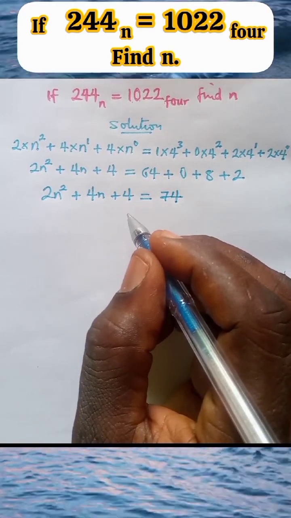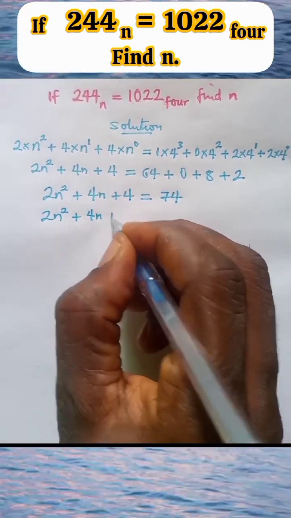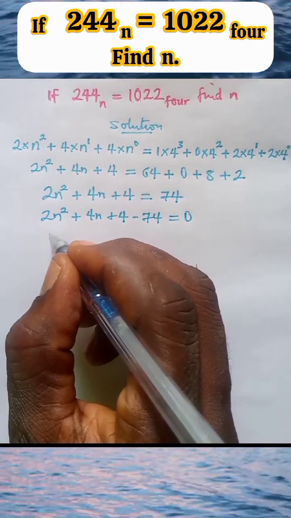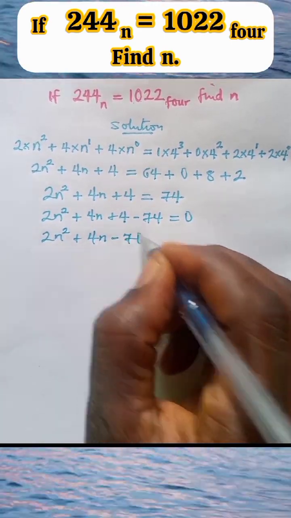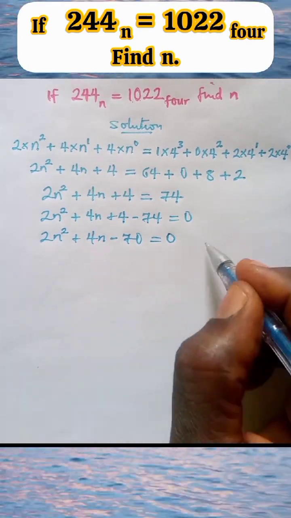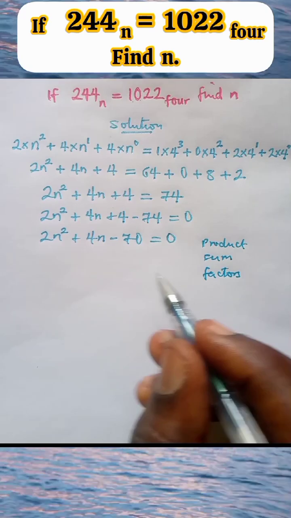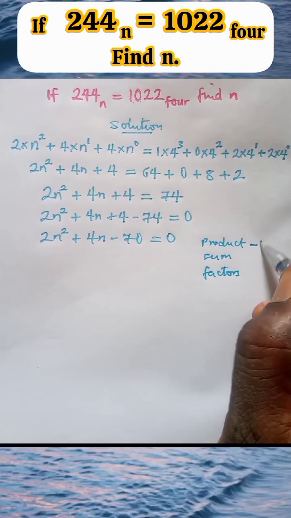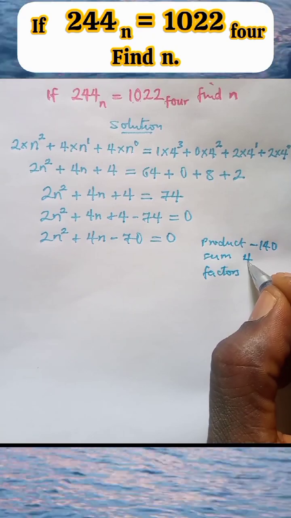We already have a quadratic equation here. Let us rearrange the equation: 2n squared plus 4n plus 4 minus 74 equals 0. And we have 2n squared plus 4n minus 70, which is 4 minus 74, equals 0. We are going to factorize this now. We look for the product, we look for the sum, and we find factors. The product is the coefficient of n squared multiplied by this negative 70, which is negative 140. The sum is the coefficient of 4n, so we have 4 as the sum.